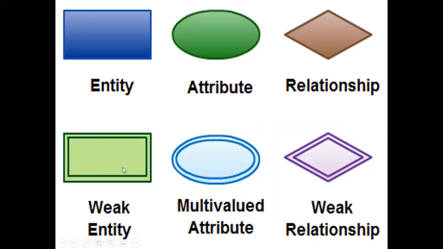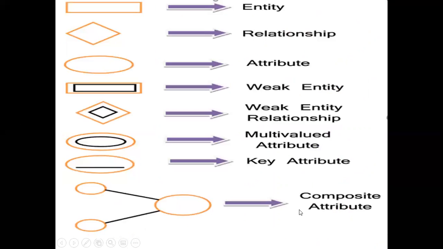A double rectangle indicates a weak entity type, a double-line oval indicates a multi-valued attribute, and a double-line rhombus indicates a weak relationship. Now we'll see the meaning of weak entity type, multi-valued attribute and weak relationship. All these we'll study here. These are the different symbols. Once I finish all these types of attributes, we'll refresh these symbols. So let's start with an entity.